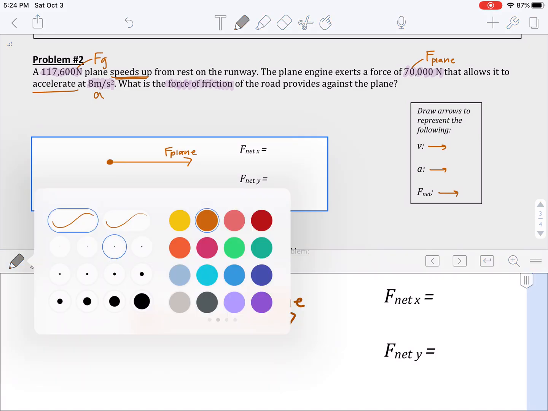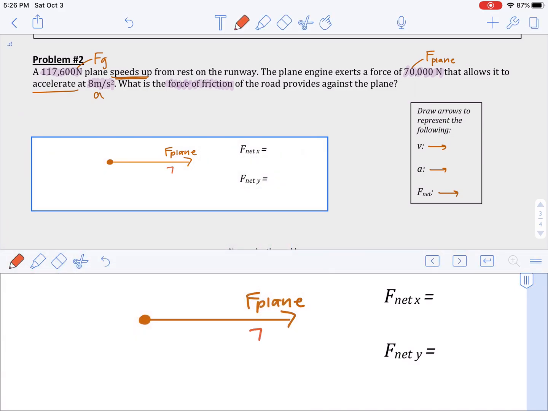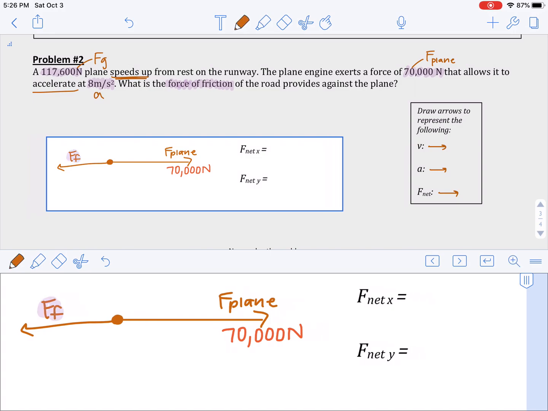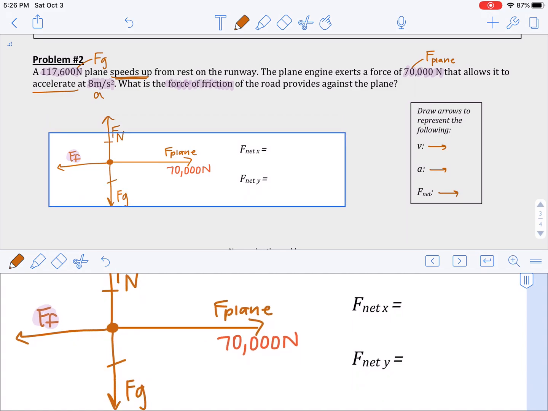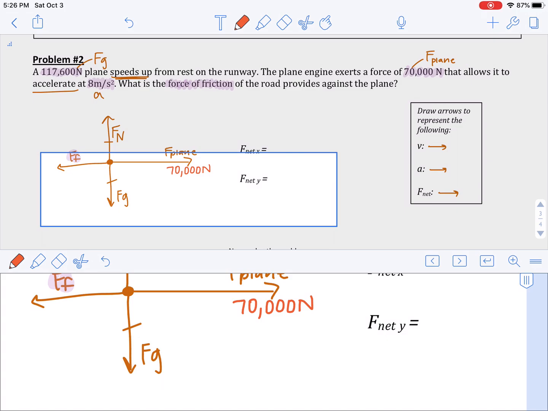And again, you can write in these values when you're given them. So 70,000 newtons. We want to know what the force of friction is. That's the one that we want to know. And we have our force of gravity, of course, because we're on Earth. But this plane is in contact with the ground, so there's actually an upward force acting too. And that's the normal force. And these are going to be equivalent. But hold on, I've got another known force value. Force of gravity.